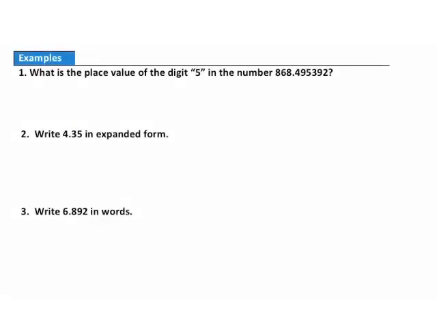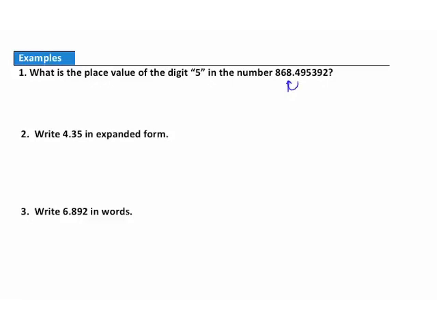Now let's take a look at some examples that will help us understand the decimal place values in our number system. Example 1. What is the place value of the digit 5 in this number? Well, I'm going to start first at the ones place. That 8 is in the ones place. And now I'm going to start to count to the right, identifying the place values as I go. So I'll go to the next place value.